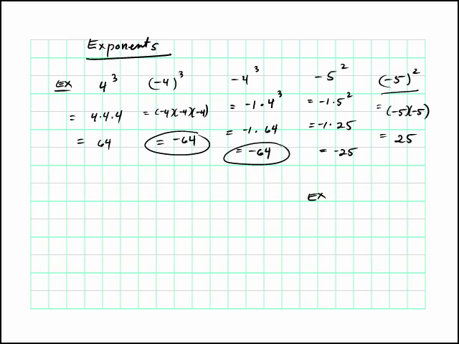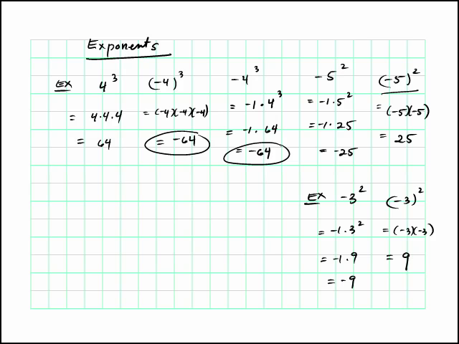Another example of that situation would be this. Negative 3 squared, no parentheses, means negative 1 times 3 squared. That's a negative 1 times a 9. That's a negative 9. This one is negative 3 times negative 3, which is a positive 9.